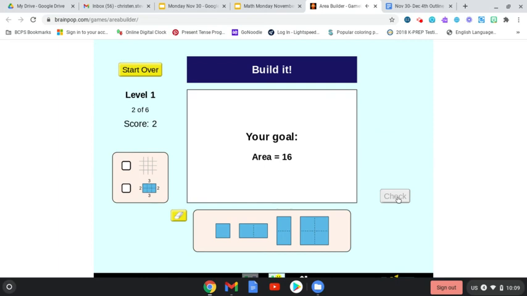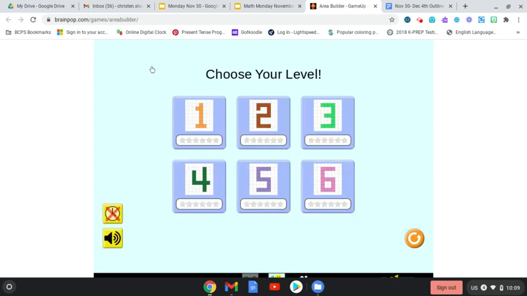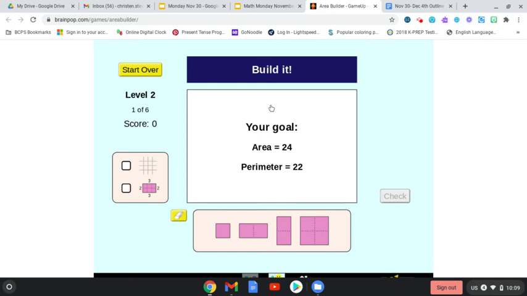And then I would click next, and I would just build rectangles according to the area I was supposed to have. Okay, now if that's a little easier for you, go to level 2. Level 2 is a little harder. What you're going to be doing is building a rectangle, but it has to have an area of 24 and a perimeter of 12. Okay, it's got to have both. So you can do that if you're feeling pretty confident, which I hope that you are.